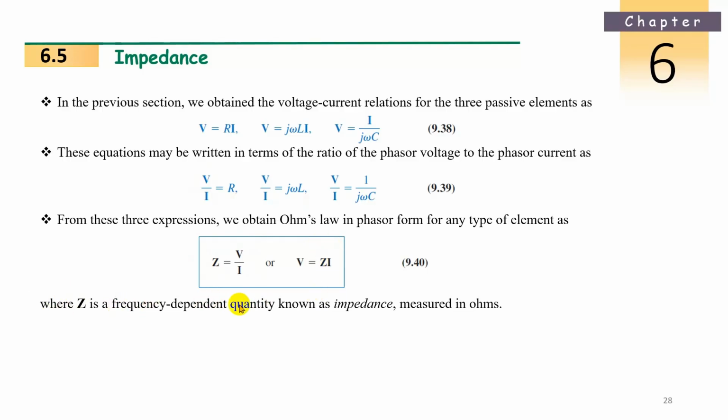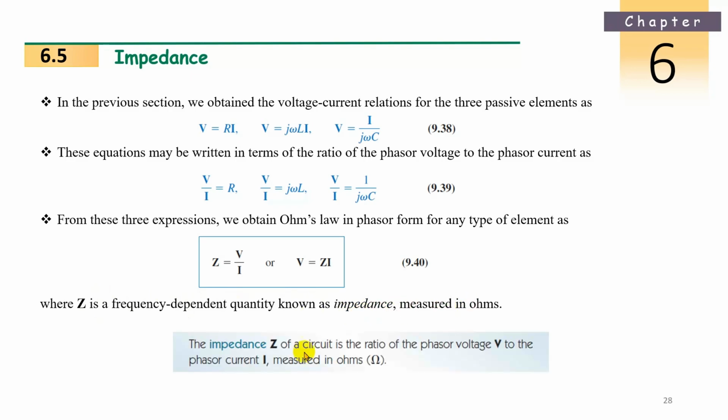Z is the frequency dependent quantity known as impedance, measured in ohms. So you cannot say Z is useful for DC. It is frequency dependent. It means when frequency is not zero, then only Z can be generated. If frequency is zero, then Z will purely become resistance R. If we have a frequency other than zero, then Z will be generated, and that is known as impedance measured in ohms. The definition you have to remember: Z is a frequency dependent quantity known as impedance measured in ohms.